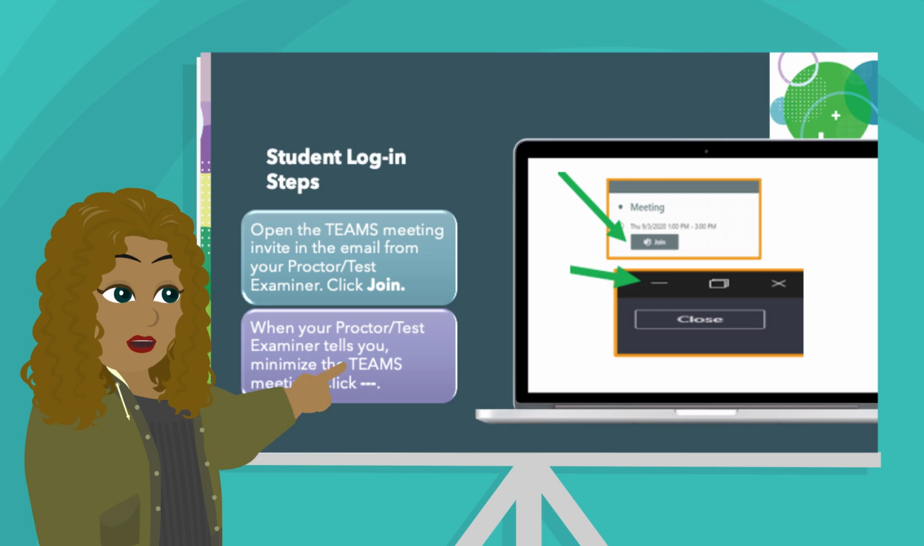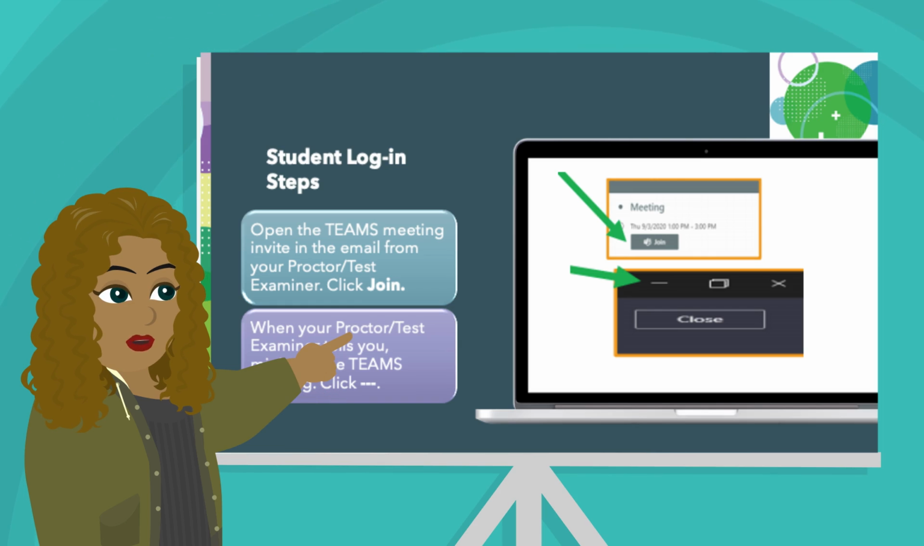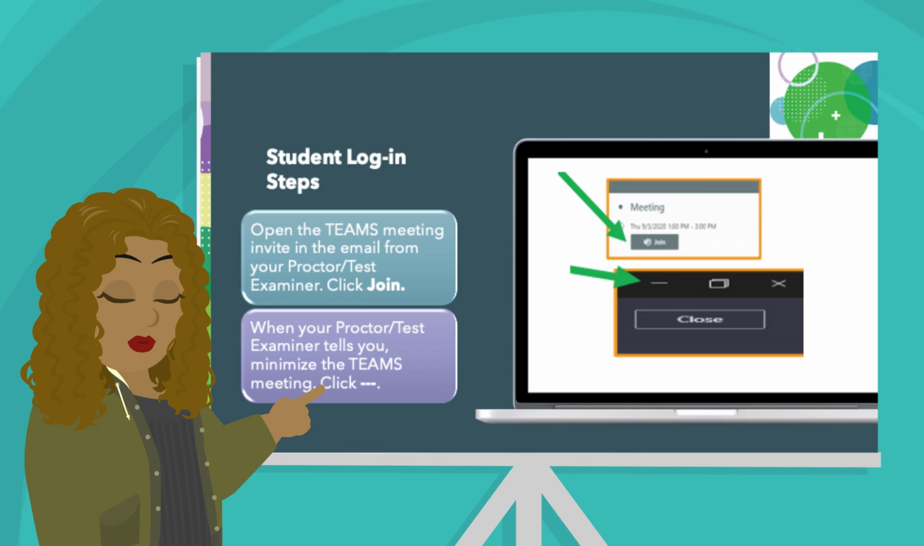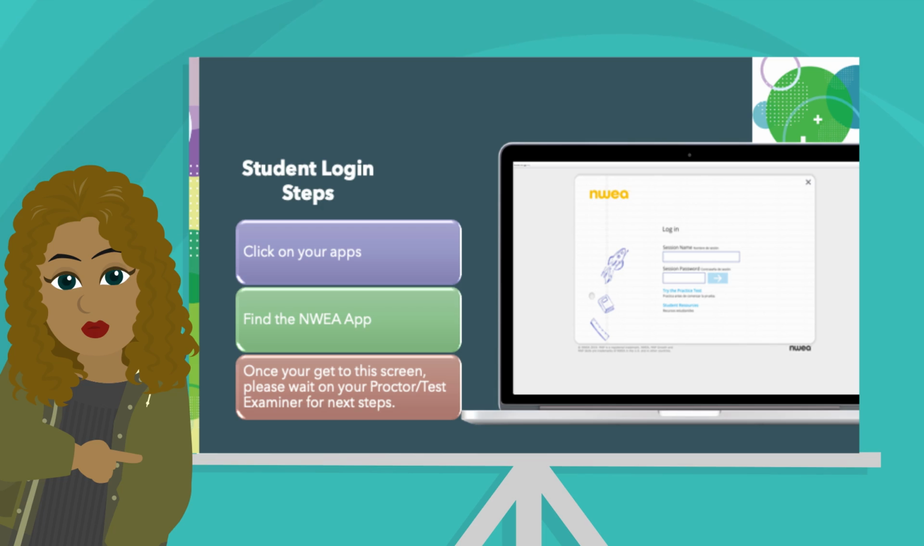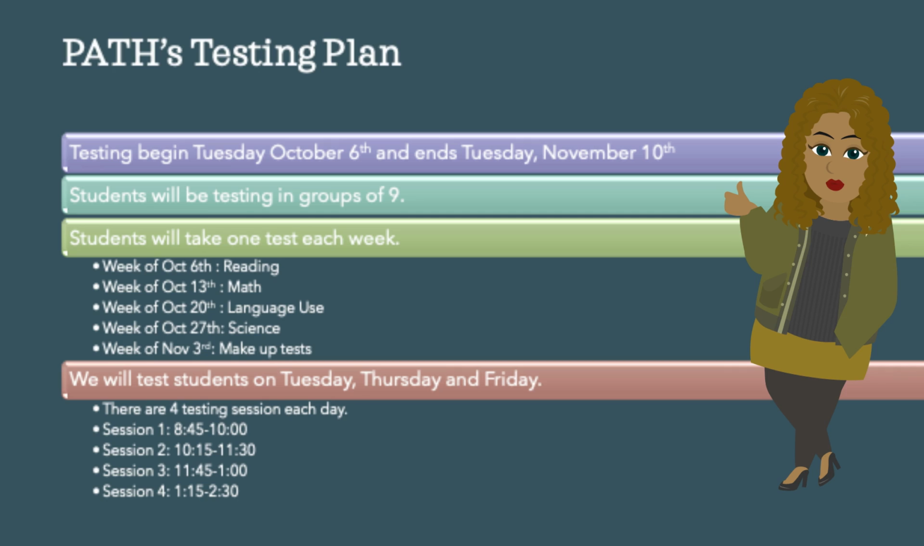On test day, you will open the Teams meeting invite in your email. There is probably not one there now. You're going to click on Join. When your proctor or test examiner tells you to minimize the Teams, you're going to click on the line. When your proctor says it's okay, you're going to click on the apps, find the NWEA app, and once you get to this screen, you're going to wait for your proctor to tell you the next steps.